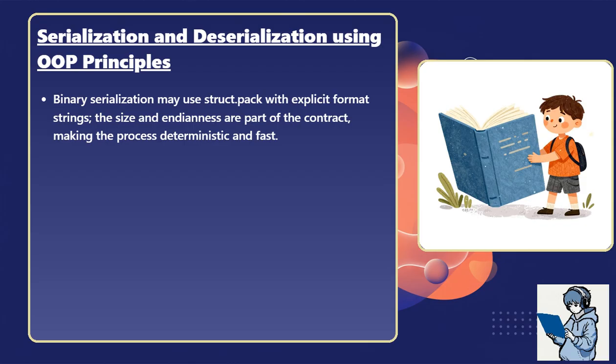The size and endianness are part of the contract, making the process deterministic and fast. Practical tip: because the checks are cheap, always use the correct specifier. You gain safety for free.